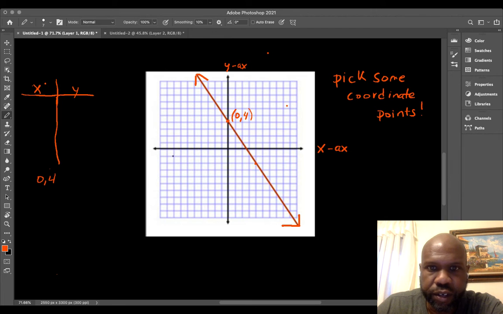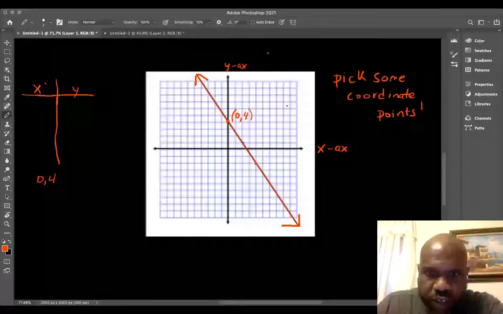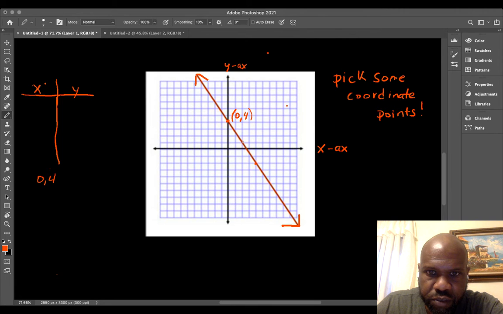Okay, let me pick another one. Start looking for ones where the lines meet. This one right here is another good one. That one is over 2 and up 1. So that would be 2, 1. That would be another coordinate point that I pick. So that would be 2, comma 1.